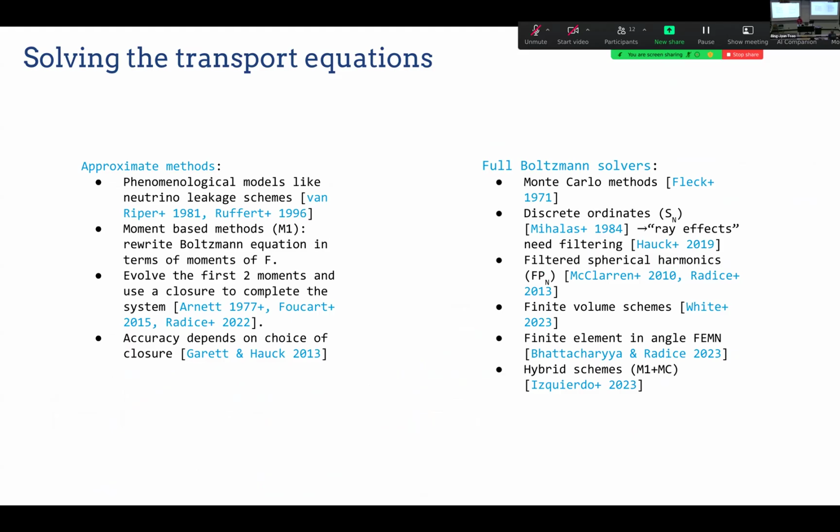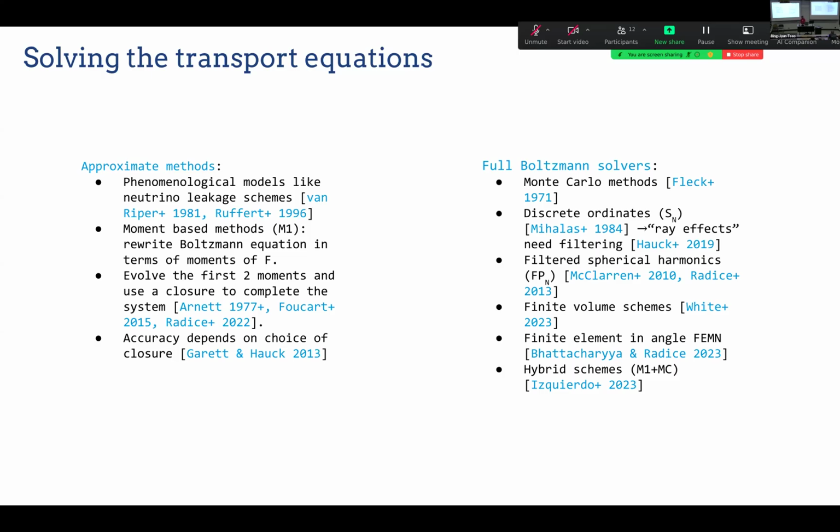So there are various ways to solve the equations of transport. One category of methods I would just call approximate methods. The reason why we want to have them is that because the equation is 7-dimensional, it's just expensive to solve a PDE like that. And so you'd want to solve an approximate equation instead.